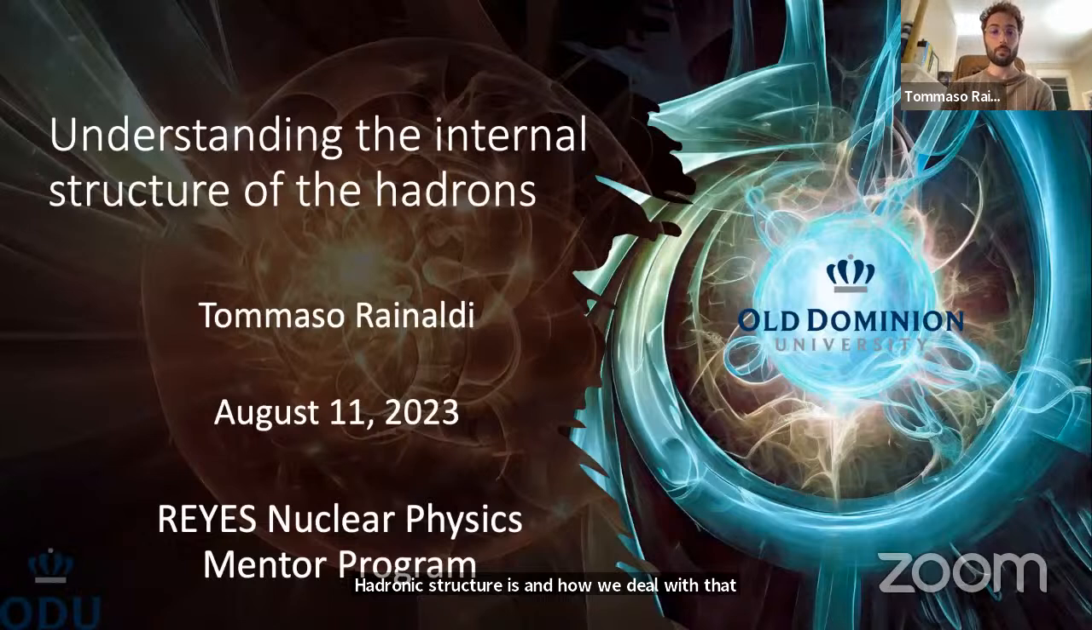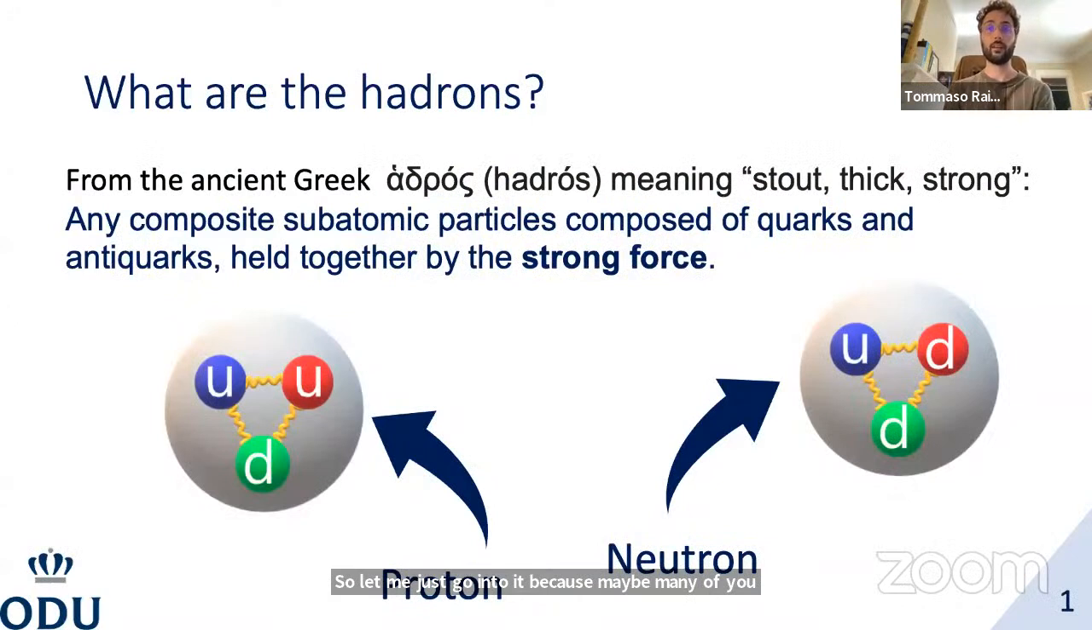So let me just go into it, because maybe many of you don't know what a hadron is. A hadron is nothing but a composite subatomic particle that is composed of what we call quarks and antiquarks, held together by the strong force, by the gluons, and we'll see later what that means. The word itself comes from the ancient Greek, hadros, and I'm sorry if I mispronounce this because I never studied ancient Greek, but it means stout, thick, and strong, hence the name strong force.